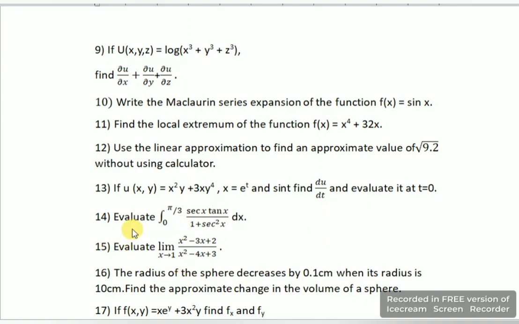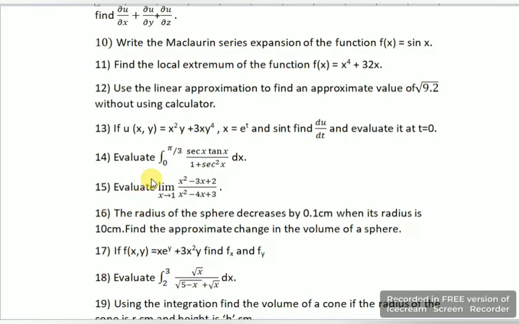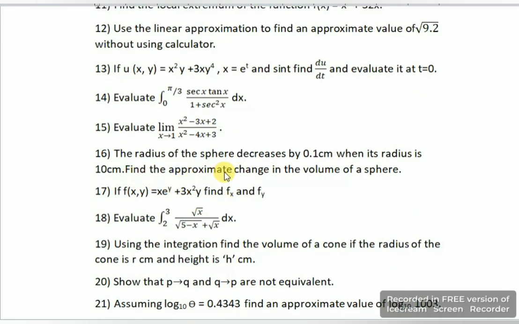Next one, evaluate the integral from 0 to π/3 of sec x tan x / (1 + x²) dx. Next one, evaluate the limit as x tends to 1 of (x² - 3x + 2)/(x² - 4x + 3). Next one, the radius of the sphere decreases by 0.1 centimeter when its radius is 10 centimeter. Find the approximate change in the volume of the sphere.